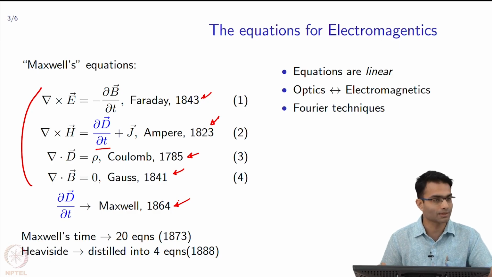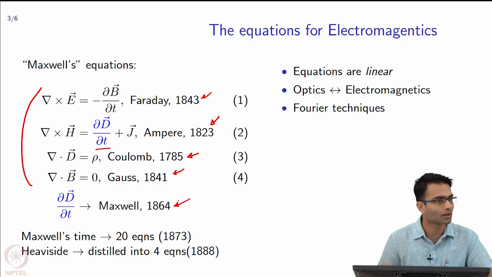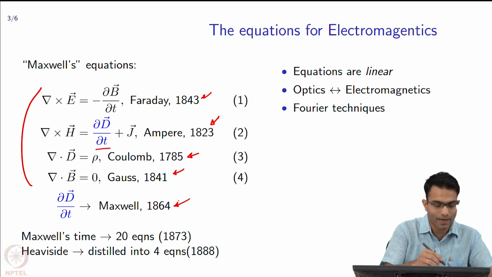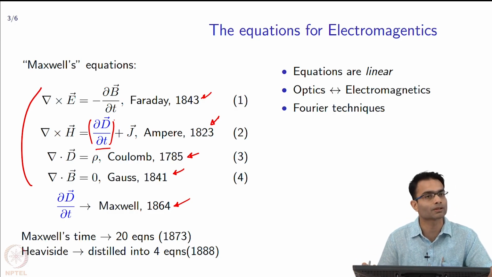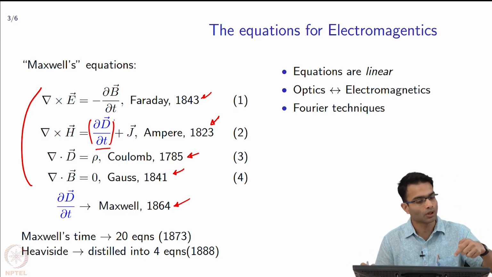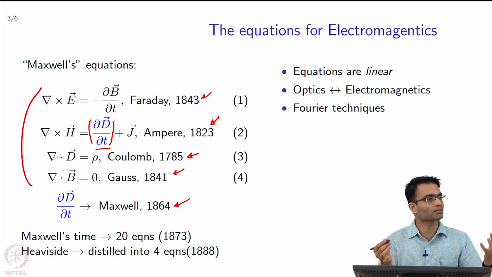And that inconsistency actually is simple enough for us to see, and we will have that as a problem in the homework. That inconsistency was fixed by him when he added this one term, this dD by dt, the displacement current term. When he adds this term, all of these 4 equations become consistent and the unification of electricity and magnetism happens.